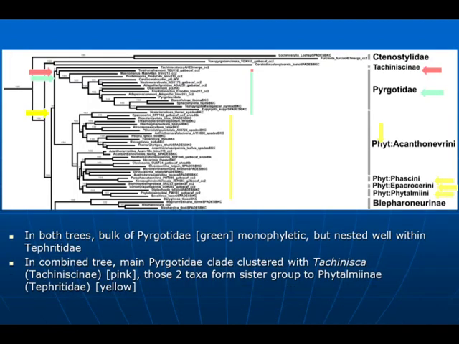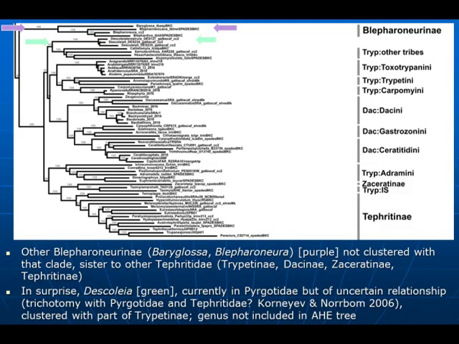In both trees, the bulk of the Pyrgodidae are monophyletic, but they're nested well within the Tephritidae. In the combined tree, the main Pyrgodidae clade is clustered with Tachynisca, the Tachynicinae, and those two taxa form a sister group to the Phytalmyeinae. The other Blepharonorinae are not clustered with that clade. They're sister to the remaining 4 subfamilies of Tephritidae.